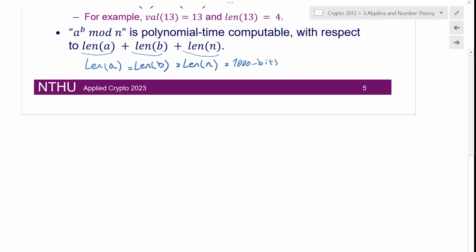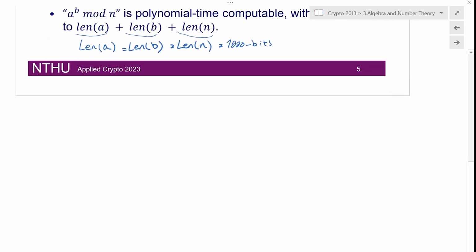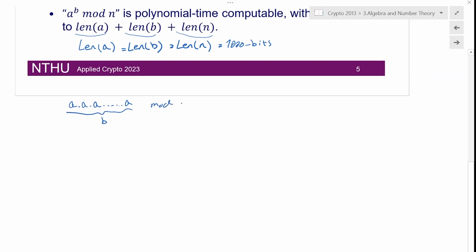So some heads up before we write down the efficient way of doing this computation. If I ask you to raise a to the power b mod n, what you can do is a times a multiplied by a, b times, and then do mod n, right? So this is the naive way that you can do this.